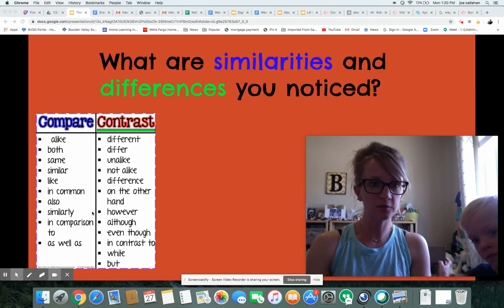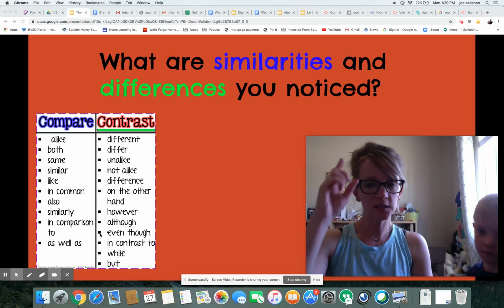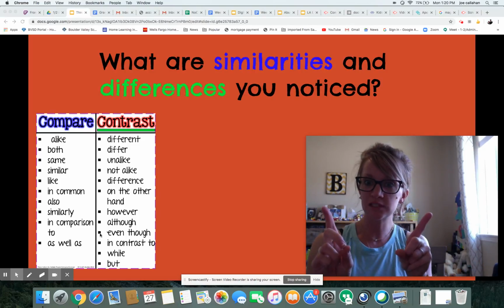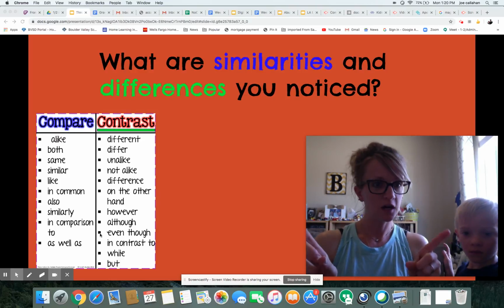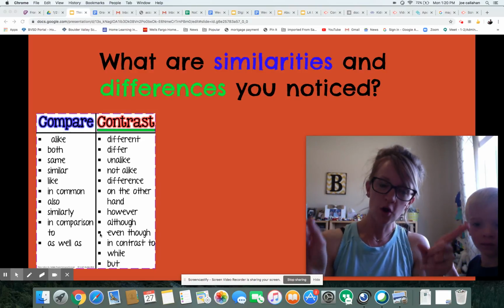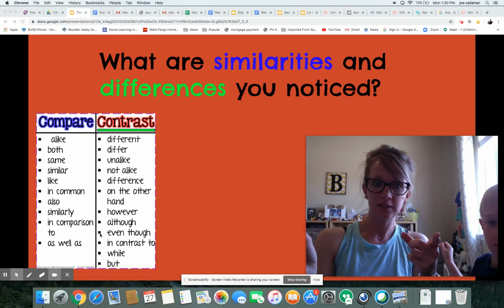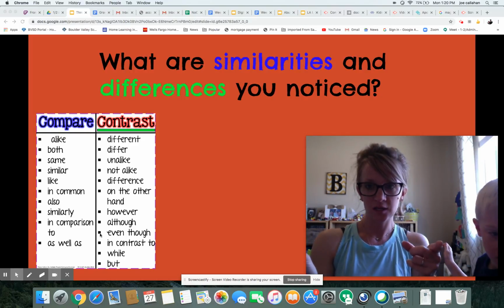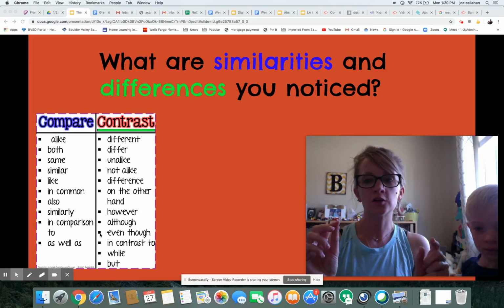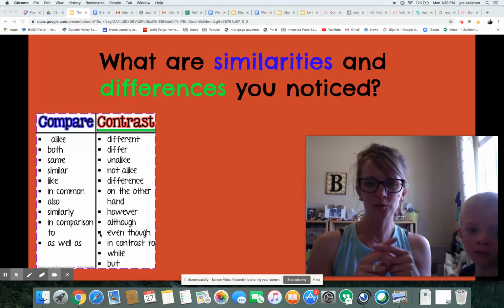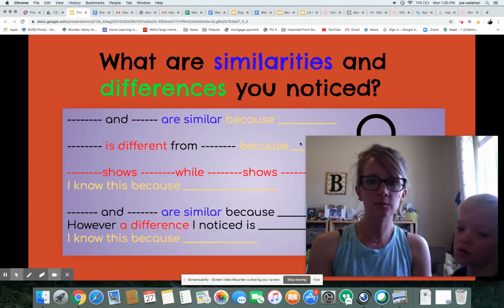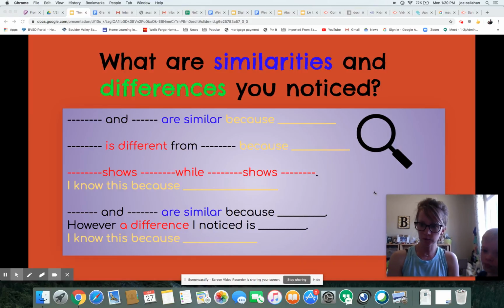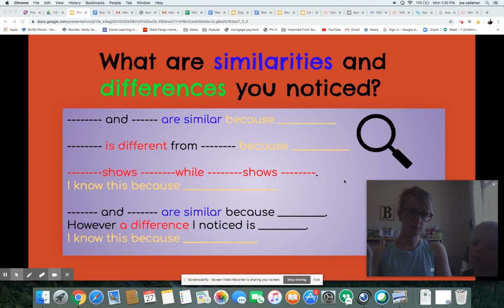And if you hear some of these words, that's a light bulb in your head to tell you, oh, those are some differences. Like unalike, not alike, on the other hand, however, although, even though, in contrast. So you might hear words that are similar or different to these words when you are looking at similarities and differences between texts. So I want you to think about what are some similarities and differences you noticed between these two texts. They were both written by Helen Lester.